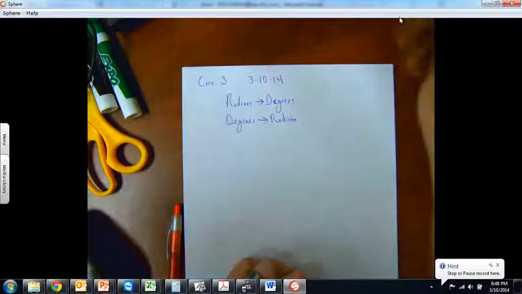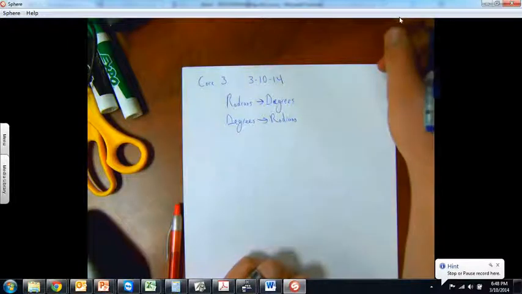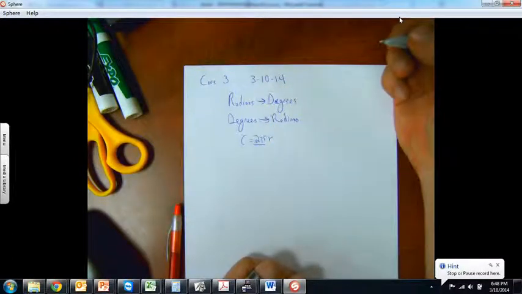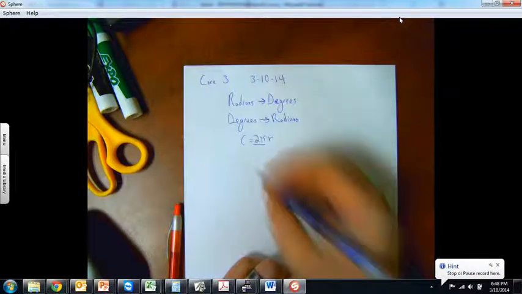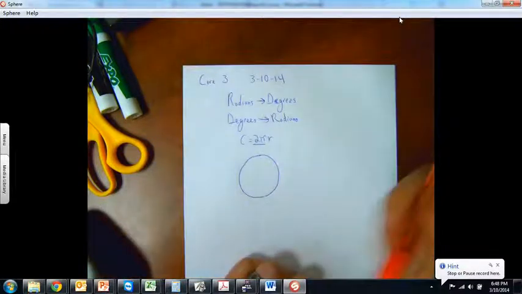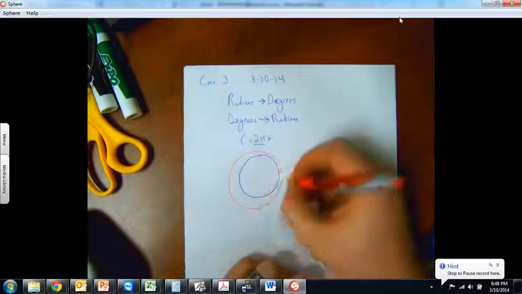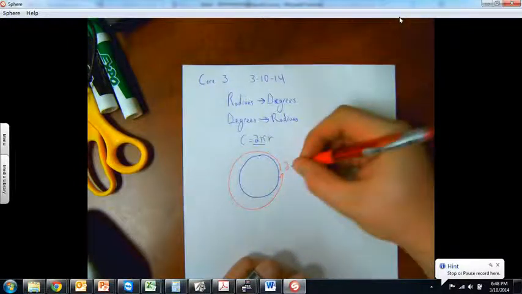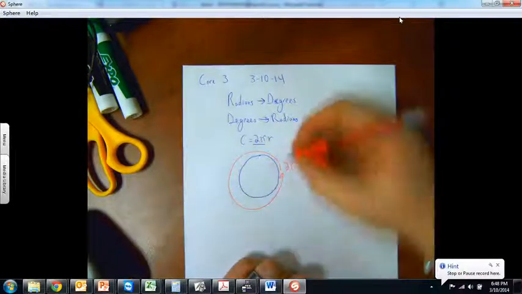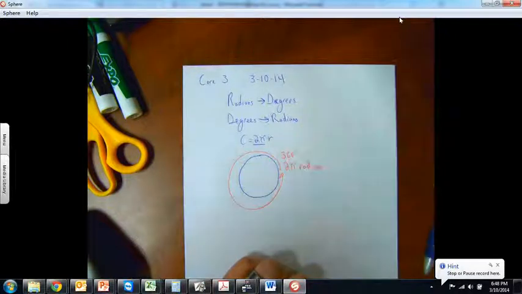Radians come from how many times the radius goes around a circle. If you think about it, circumference is 2 pi r, which means it's 2 pi times the radius to go all the way around a circle. So if we have a circle, then to go around that circle takes 2 pi radians. Now, 2 pi radians is equivalent to 360 degrees to go around a circle. So 2 pi and 360 are equivalent when it comes to the angular movement around a circle.